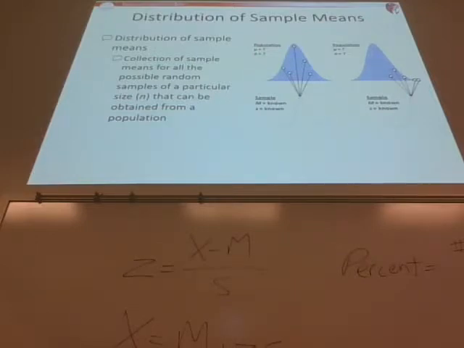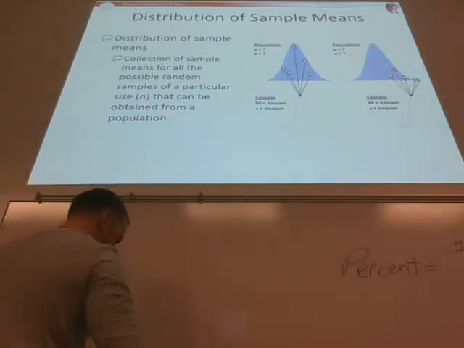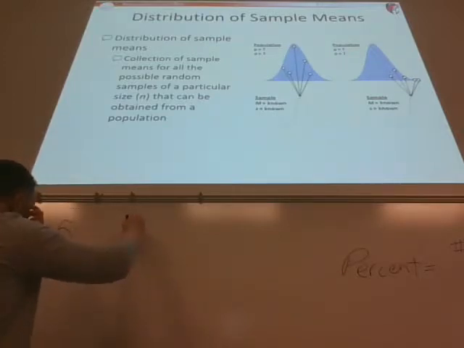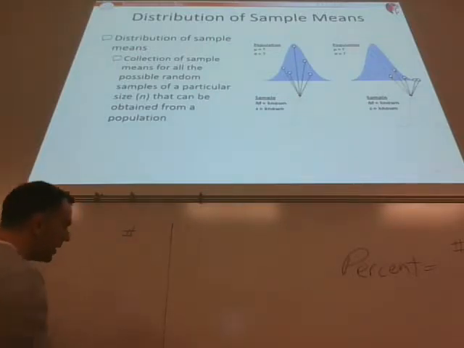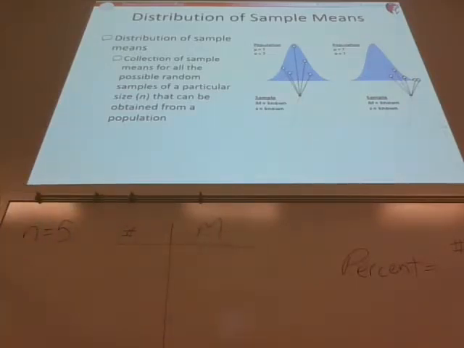So it's a collection of sample means from all the possible random samples of a particular size that can be obtained from a population. It's literally what you would get if you said to yourself, all right, I'm going to take samples that are 5 individuals large, right? So the size of my samples is going to be 5. And I am going to take all of the samples that I can, and I am going to calculate their means, right? So I'm going to take every sample that I can, and I'm going to calculate that sample mean.